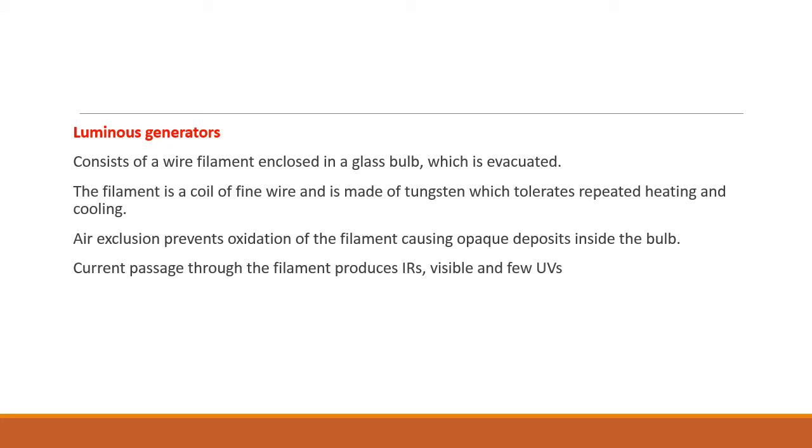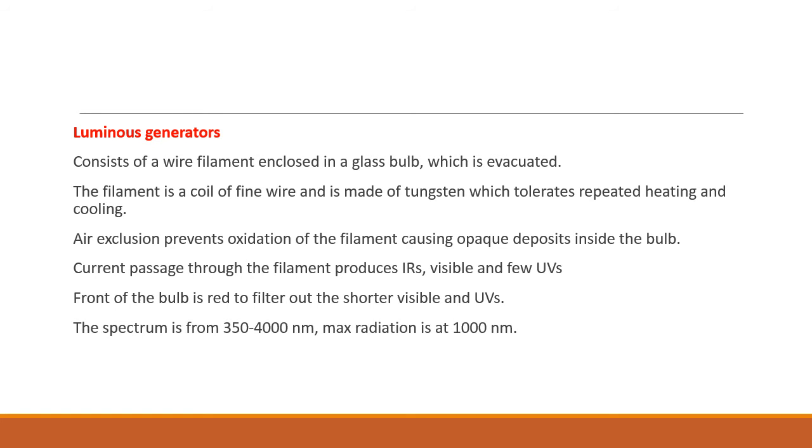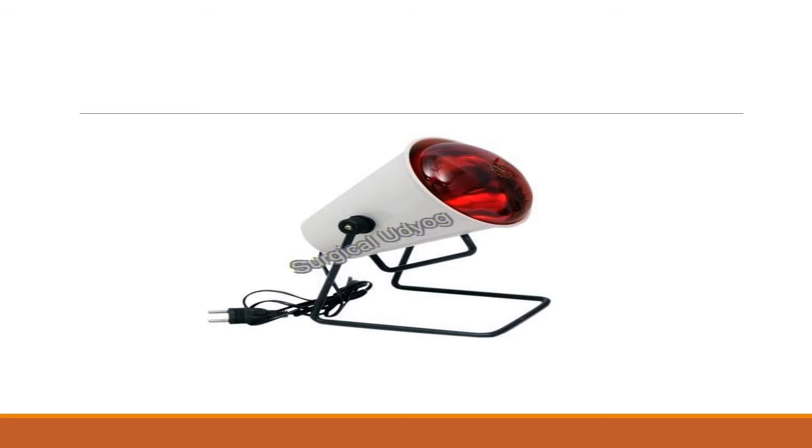Current passage through the filament produces infrareds, visible and a few ultraviolet rays. The front of the bulb is red to filter out the shorter visible and ultraviolet rays. The spectrum is from 350 to 4000 nanometers, with maximum radiation in the area of 1000. These are the infrared lamps, which are luminous, and which all of us know by their different shapes.